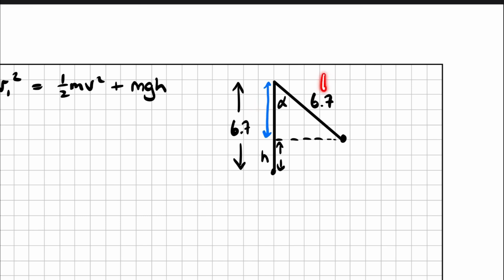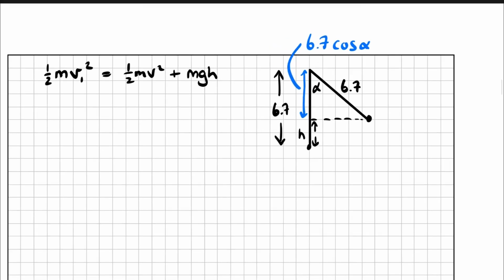And if this is my hypotenuse and this is my adjacent, then I'm going to say that this blue length is 6.7 cos alpha. So in total then, the height that I've raised it by is going to equal 6.7 minus this blue area. So I get it to be this here. Notice that the m's cancel and everything, so I'm going to cancel them all.